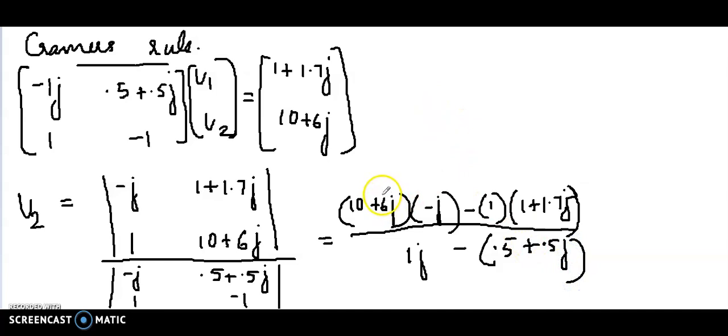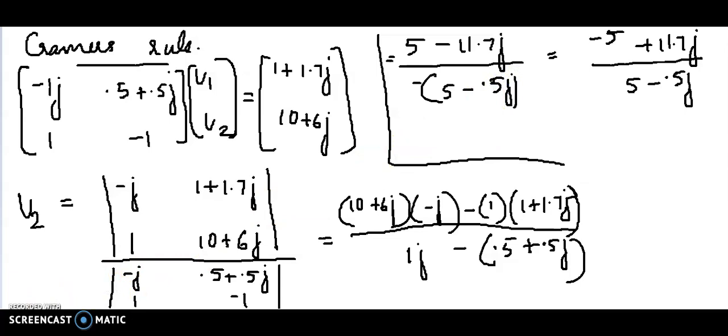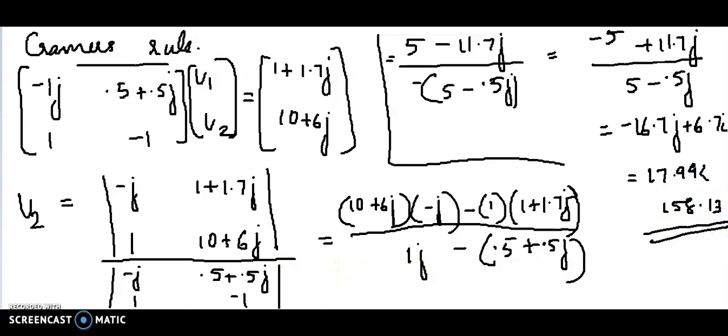So we'll get the numerator as 5 minus 11.7j divided by minus of 5 minus 0.5j, that is equal to minus 16.7 plus 6.7j, which is equal to 17.99 angle 158.13. And this is the voltage across the capacitor.